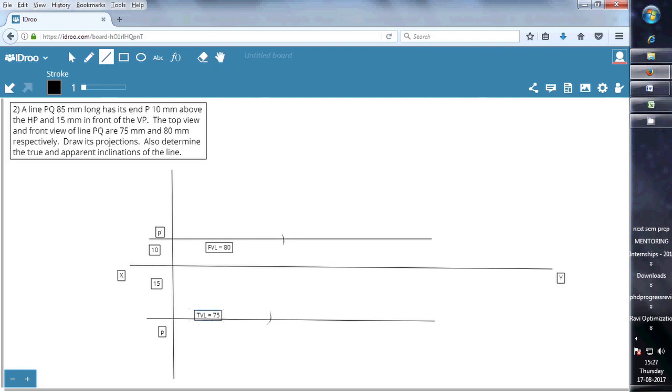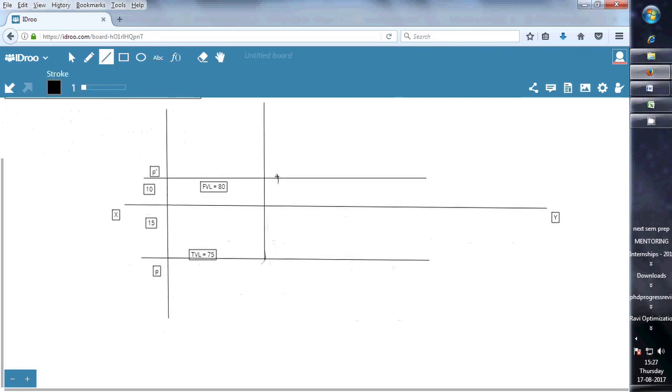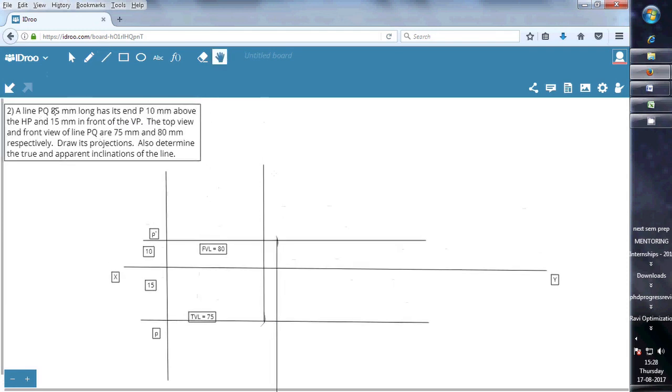Now we have to take the vertical projectors from these endpoints. So the vertical projector from the top view length will go into the front view, and the vertical projector from the endpoint of the front view length will go into the top view. So draw these lines. After this, we have to take true length in our compass, which is 85. Take point P dash as center and cut an arc on the vertical projector coming from the top view.